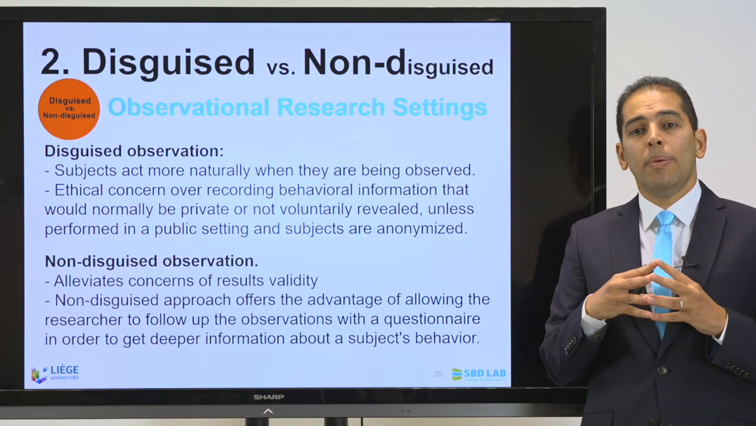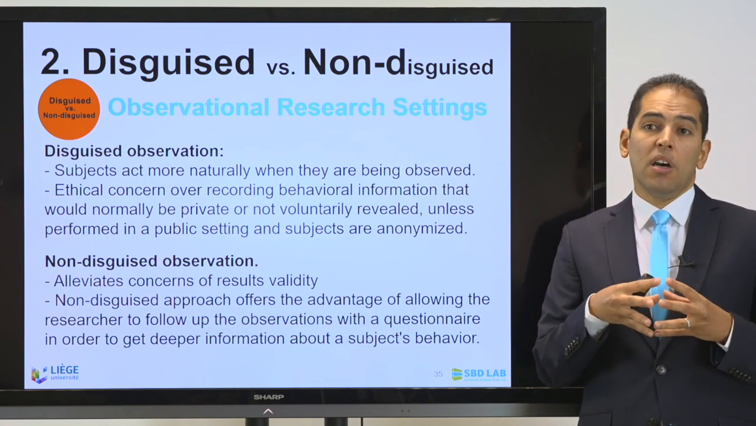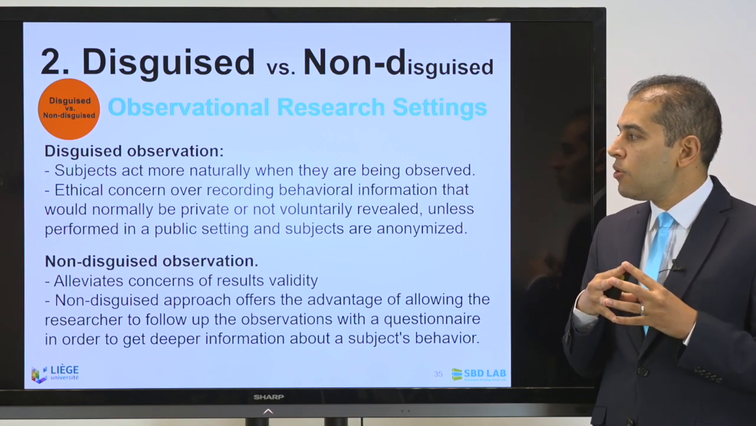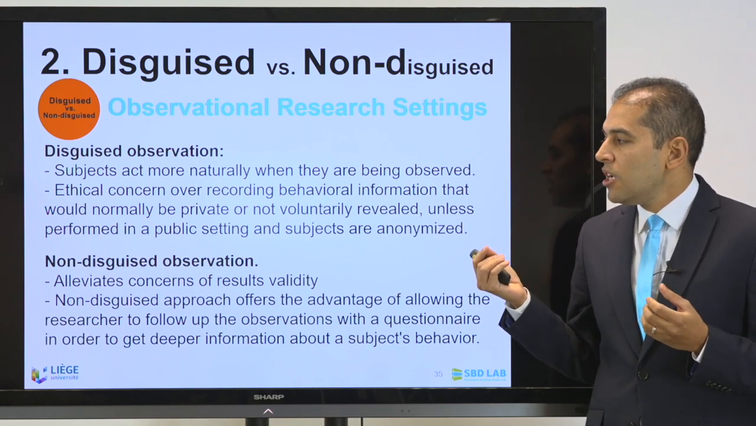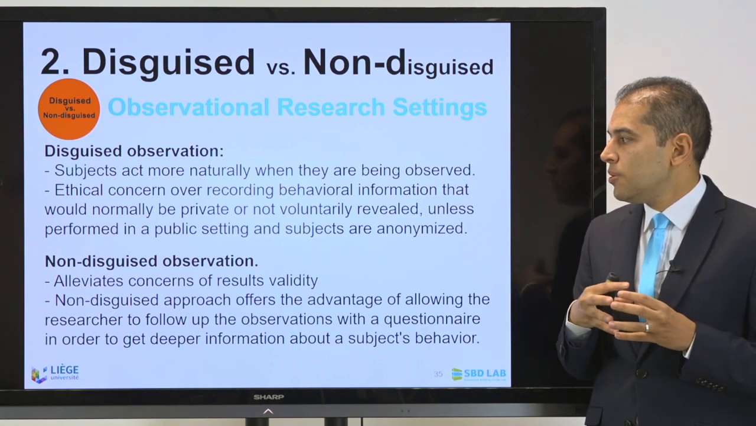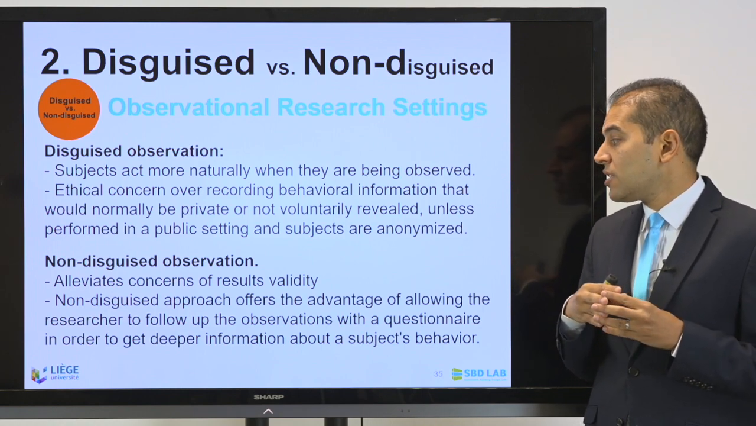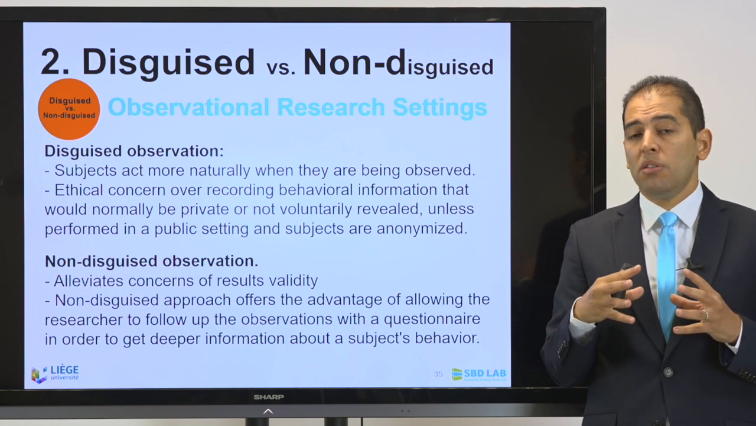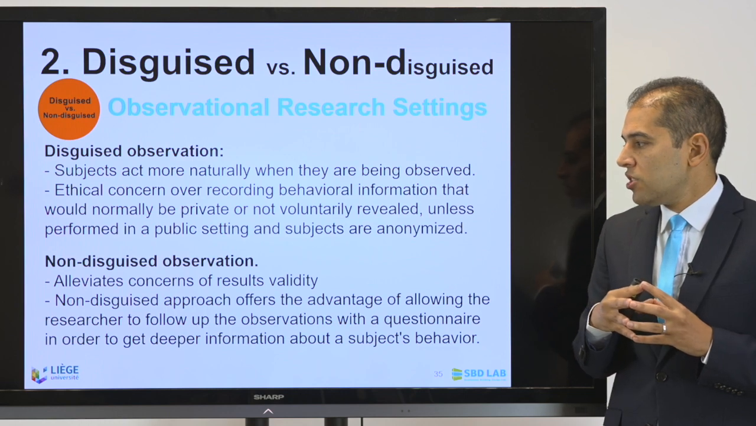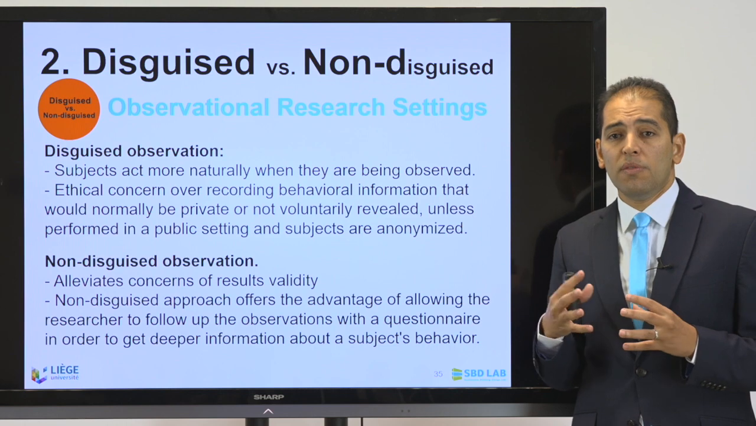The second parameter or the second condition for your setting of observation will be the disguised versus non-disguised. When we talk about disguised observation, subjects behave more naturally when they are being observed. So there are ethical concerns over recording behavioral information that would normally be private or not voluntarily revealed unless performed in a public setting and subjects are anonymized. This is possible if you are in open spaces and public settings, but if you are doing non-disguised observation here, you alleviate the concern of result validity.